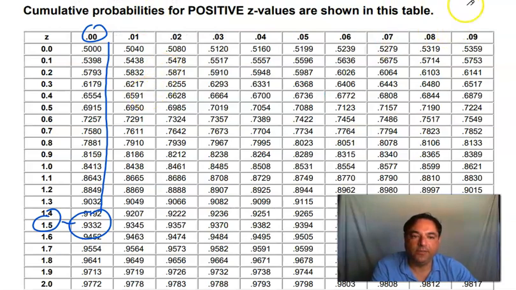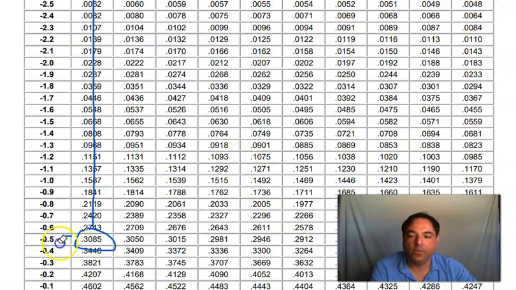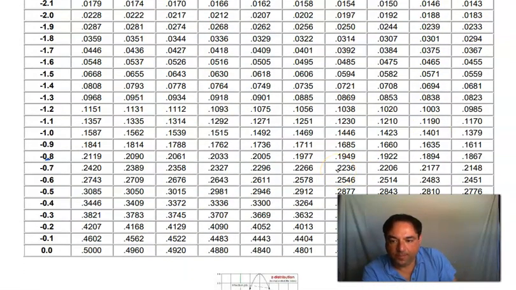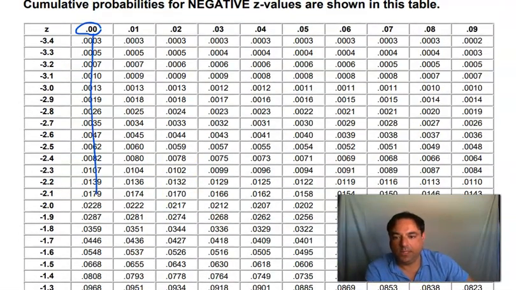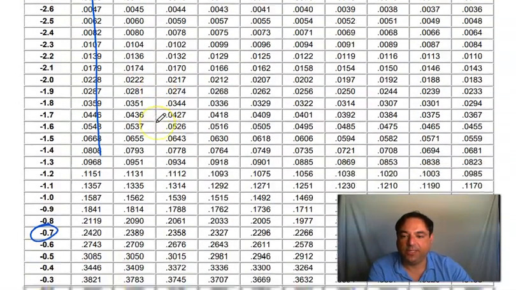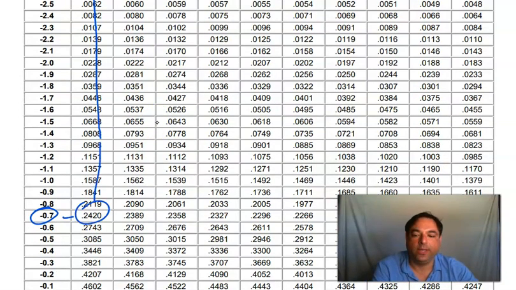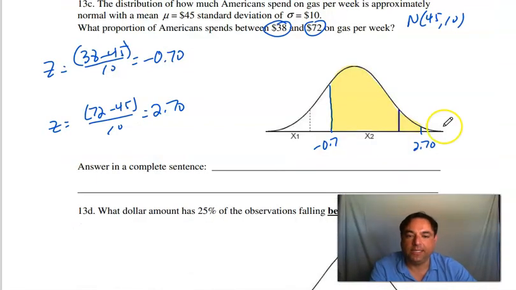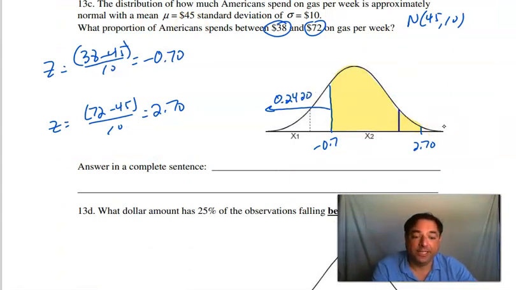So we go to the negative table, and we're going to look for negative 0.7, then we have the 0, and we're going to match that up. So negative 0.70 gives you 0.2420. Again, the table always tells you to the left, 0.2420, not shaded at all.